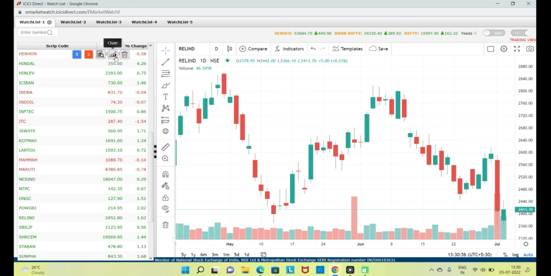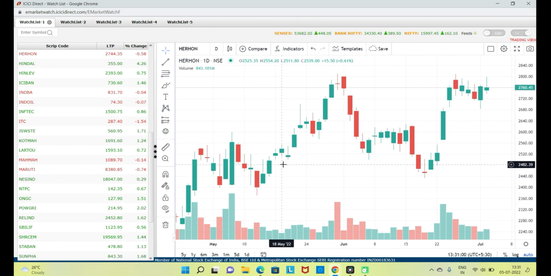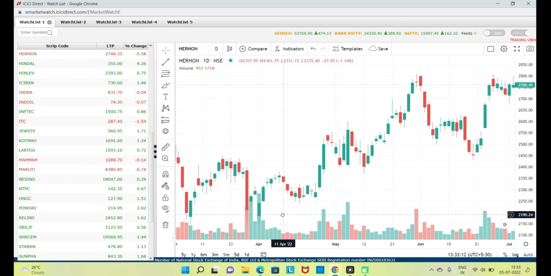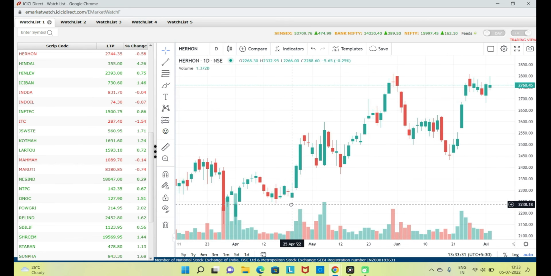Let me take Hero Honda. I've taken a chart of Hero Motors. You can find here an inverted hammer. This is here. You can find the stock has moved up after that. Okay, here it is. So the body is small and the wick is longer, so it has moved up from here.